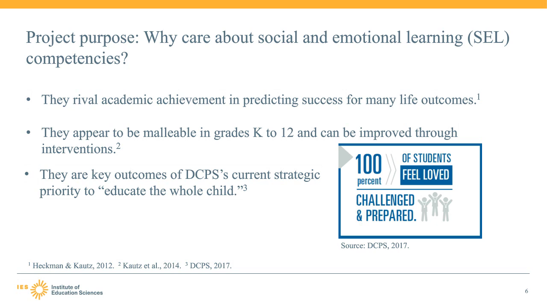So essentially, the evidence shows that focusing on improving SEL competencies is a promising new avenue for improving the lives of children. And the team at DC Public Schools recognized this promise and they wanted to act on it. Inspired by this type of evidence, they highlighted SEL competencies as key outcomes for their current five-year strategic plan priority to educate the whole child. And this included the ambitious goal of wanting 100% of their students to feel loved, challenged, and prepared by the end of this five-year strategic cycle in 2022.